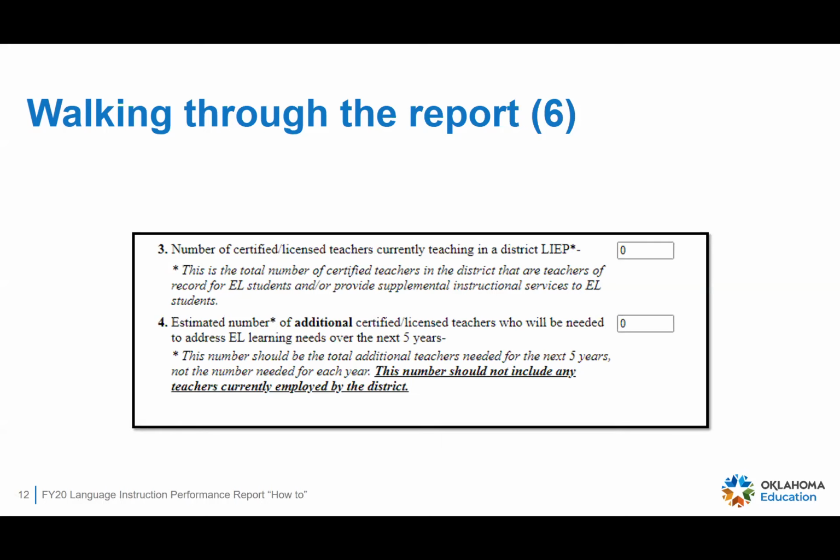And then number 4, an estimate of the number of additional certified licensed teachers who will be needed to address English learning needs over the next 5 years. So this is your estimate, but you have a better idea than I do of the trend lines in your school. You have increasing numbers of English learners, decreasing, stable. So do you think that you will need to add teachers over the course of the next 5 years? And if so, how many do you expect to have to add?